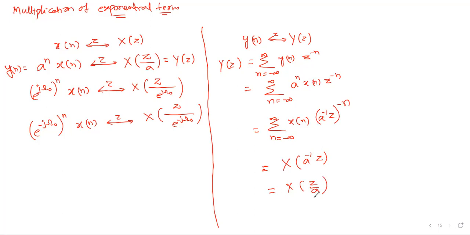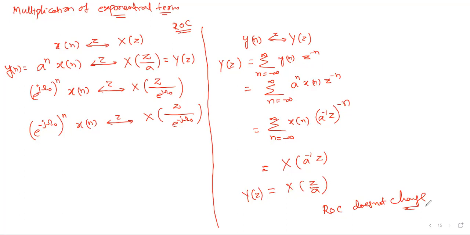So this is the resultant function, the resultant value of y of z, the z transform of y of n. So what is that? Exponential multiplication will become x of z by a. What is the ROC? ROC doesn't change. ROC doesn't change in the multiplication by a power n property.